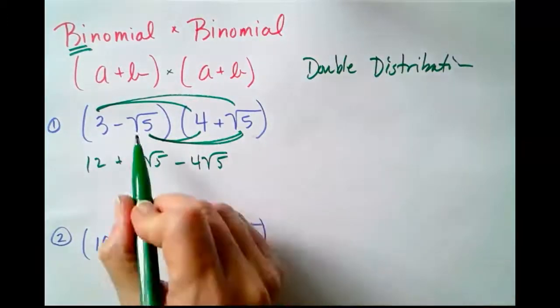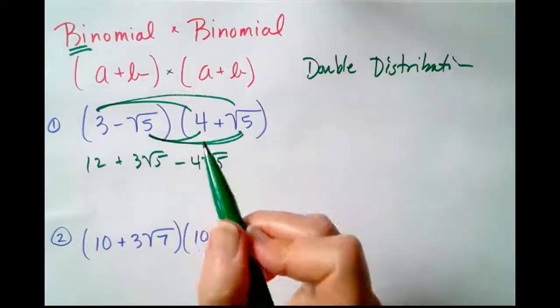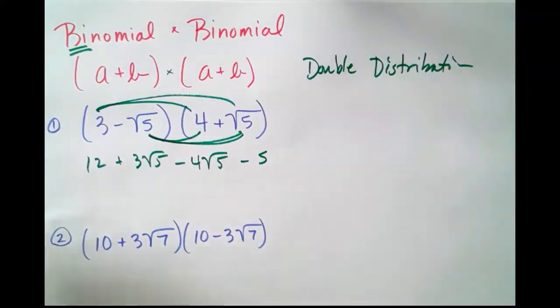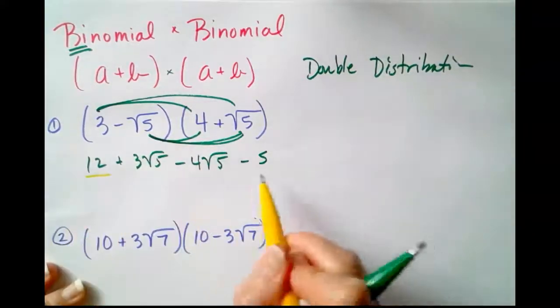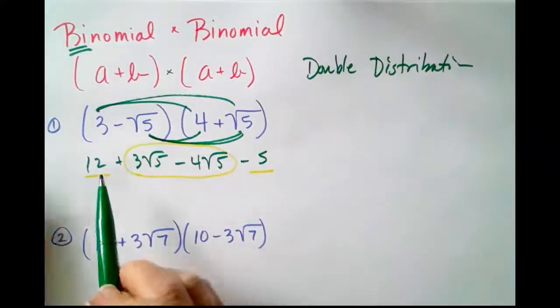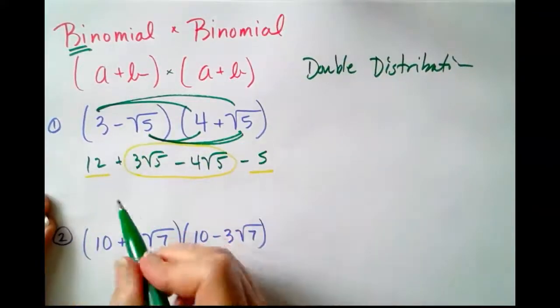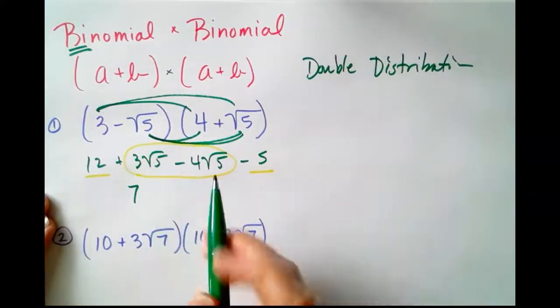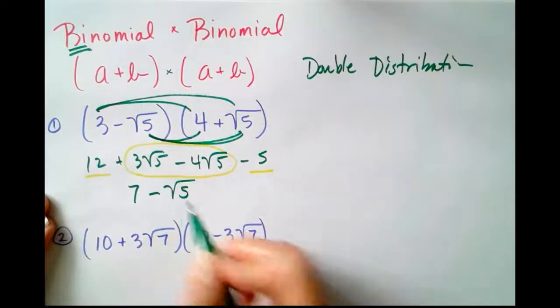root 5. Remember, a square root times itself is an inverse operation. We end up with -5. So our like terms are on the front end and the back end, and then in the middle. So 12 minus 5 is 7. 3 roots of 5 minus 4 roots of 5 is -1 root 5.